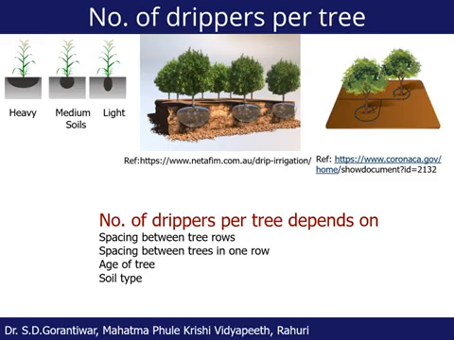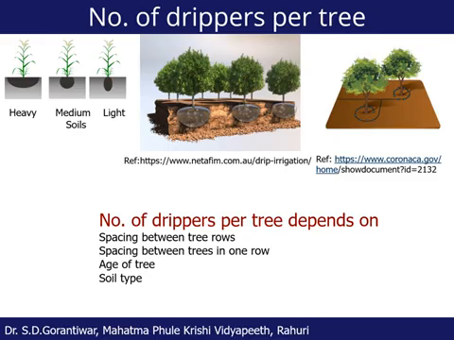Okay, because if the area occupied by the tree is more, this is because the canopy is more. That's why the area occupied by the tree is also more. Then the age of the tree and soil type as well. So I will give just one example of how we differentiate between these.